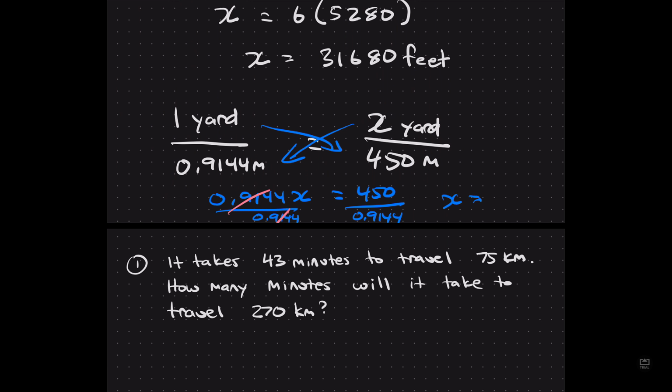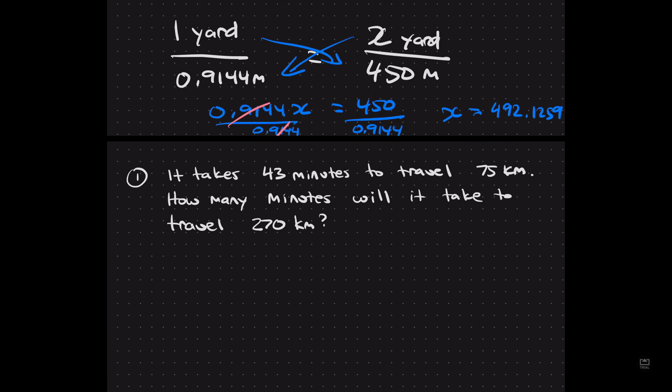equals, and again, just grab your calculator, and 450 divided by 0.9144 gives us 492.1259 and a whole bunch of other numbers, and we would round that to wherever the question indicates to round that number off to.